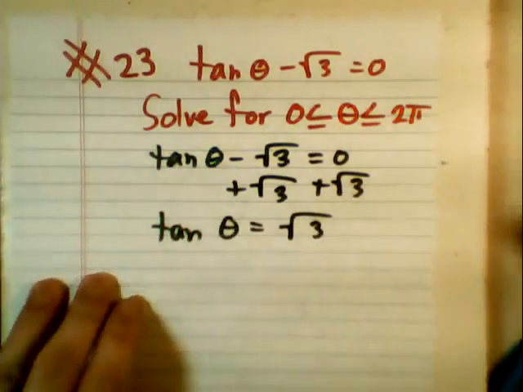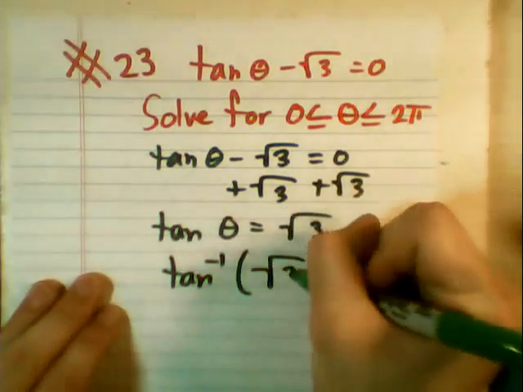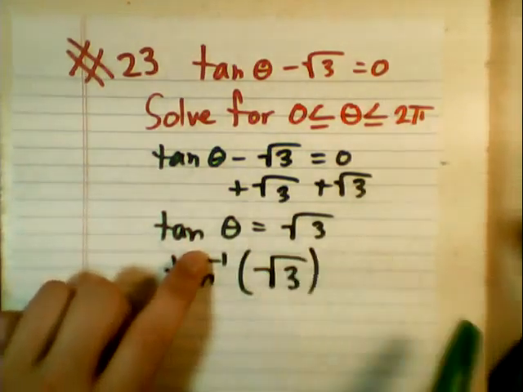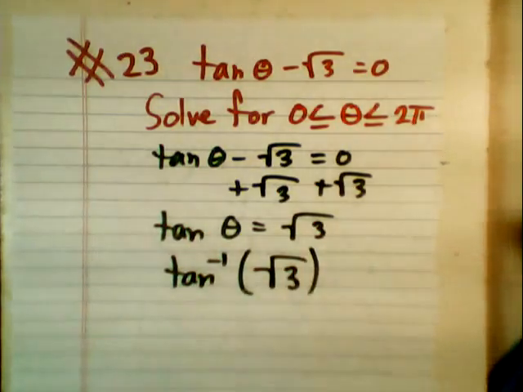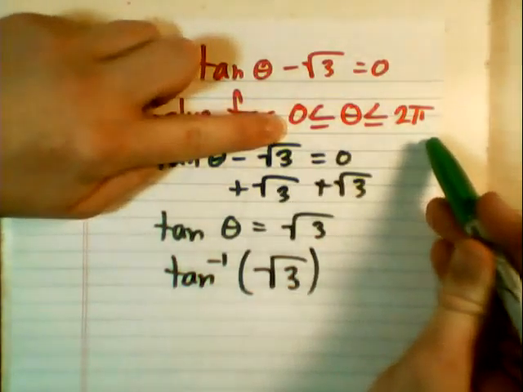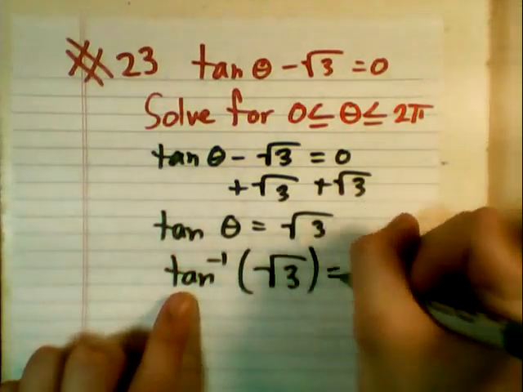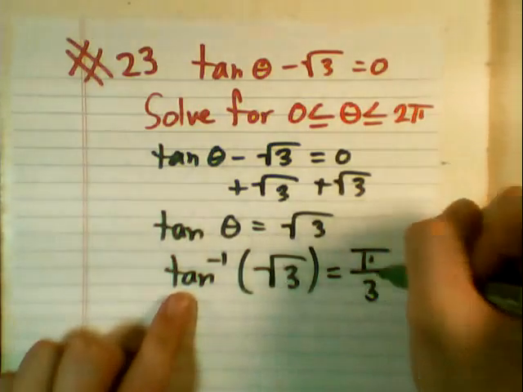So you could go ahead and punch this in your calculator as tan inverse of the square root of 3. Or, I mean, you could go ahead and actually find on the unit circle where it equals the square root of 3. And that's probably the better bet, because you have to find it for this entire interval, which is the unit circle. But say you did go ahead and punch this into your calculator. Well, you'll probably get out pi over 3.